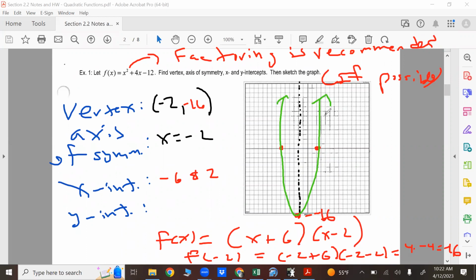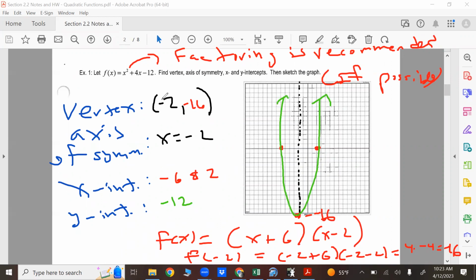All right, and then the y-intercept, just plug in 0 for that x. Yep, you get -12. Wait, so can I always plug in 0? Yep. Like my x value, so 0 plus 6. You do it in the factored form, you get -12 still.